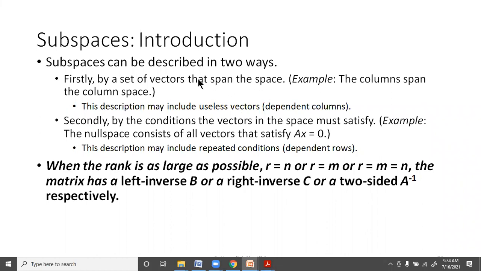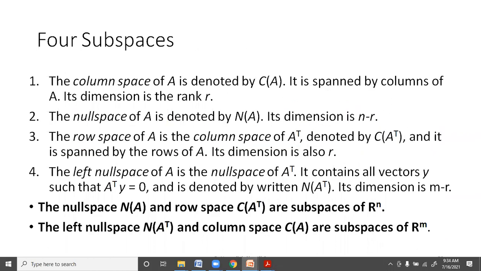One is the set of vectors that span the space. Another is the condition the vectors must satisfy. Okay, now let us come to the four subspaces and what the different properties associated with them are.